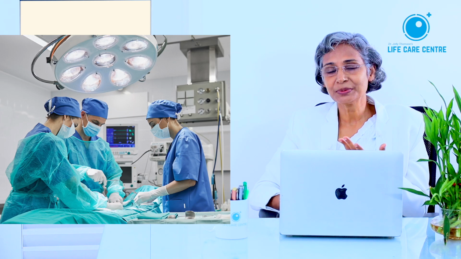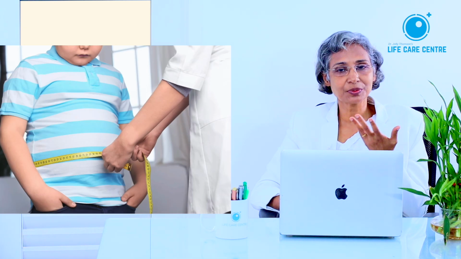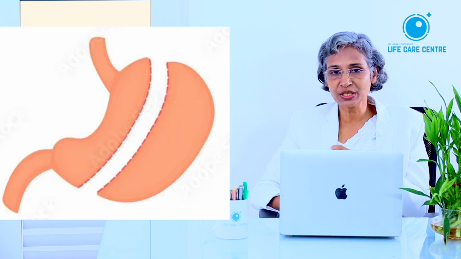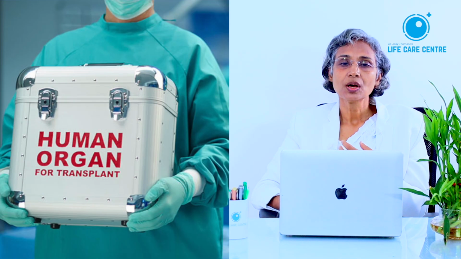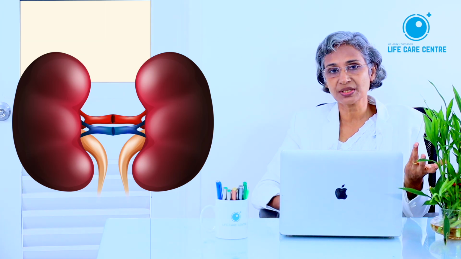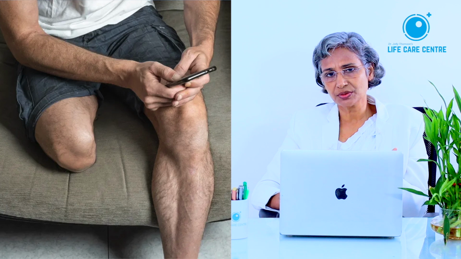Next is surgical treatment for diabetes. Nowadays, obese patients undergo bariatric surgery, removing a part of the stomach and removing or bypassing a part of the small intestine, and there are other such surgeries. Then the other surgeries deal with the complications of diabetes, like heart block or arterial block, where a stent is put or a bypass surgery is done, or organ transplantation or dialysis if the kidney has failed, or ulcer care, and amputation if it is necessary. Those are the surgical measures.